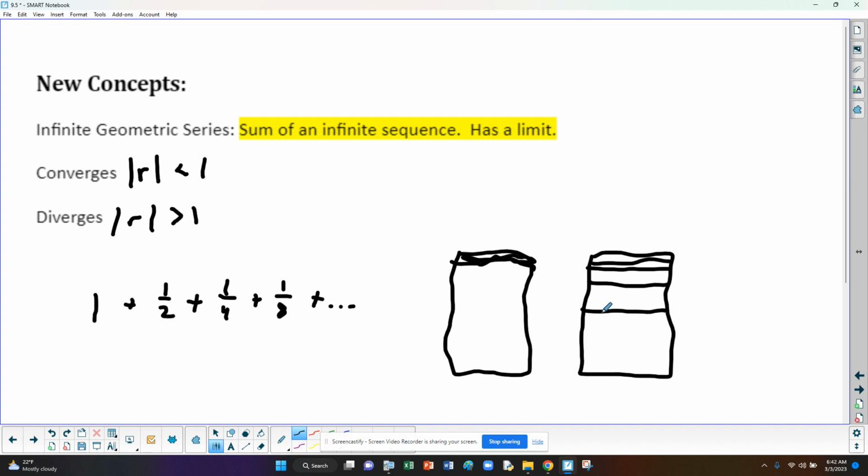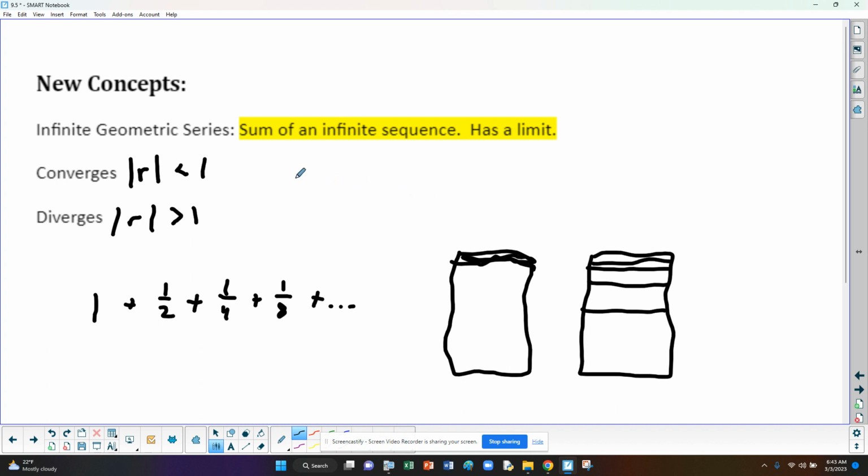But as you continue to cut that amount of water that you add in half, you keep just adding in to that cup only half its remaining space. So eventually it's going to limit out. It never fills up this second cup, so it approaches the number 2.